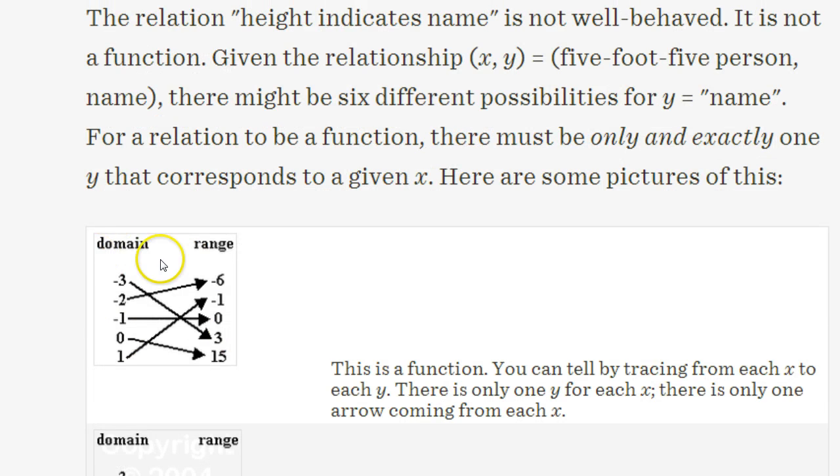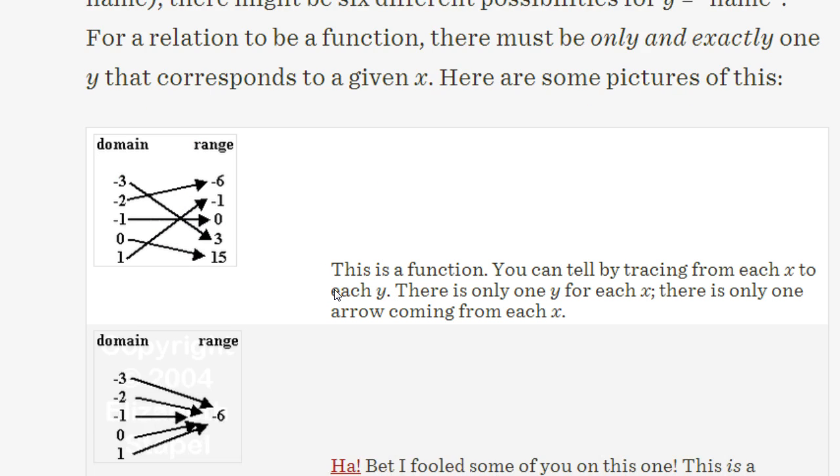Here are some pictures. These are function maps, and they just show you how functions work. For example, -3 is in the domain, and then you plug it in and you get out a range value of 3. You can tell this is a function because you can trace from each x to each y, and there's only one y for each x. There's only one arrow coming from each x.